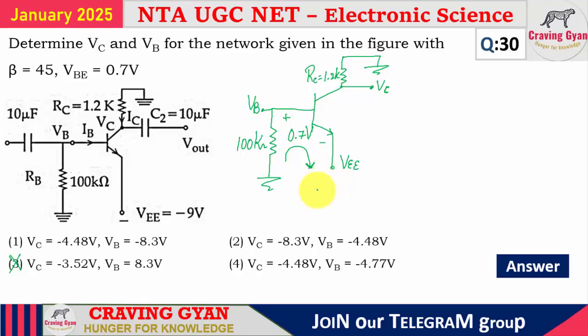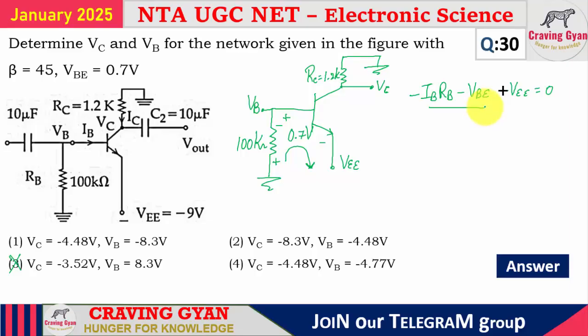Why? What is the least potential? VEE, nothing but minus 9 volts, is the least potential. So the current starts flowing from ground potential. So this side is positive, this side negative, like this. Let me apply KVL for the input loop. What I'm going to get is minus IB times RB minus VBE minus VEE equals 0.